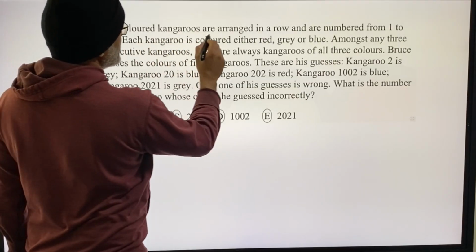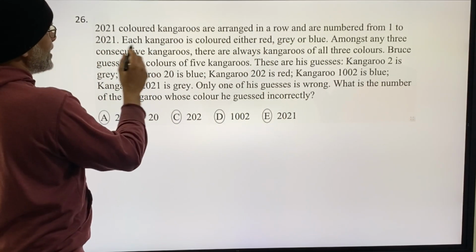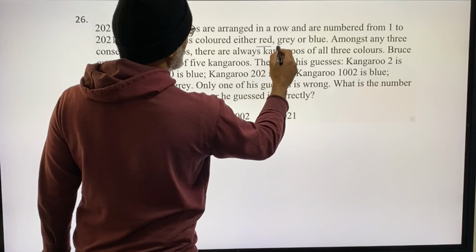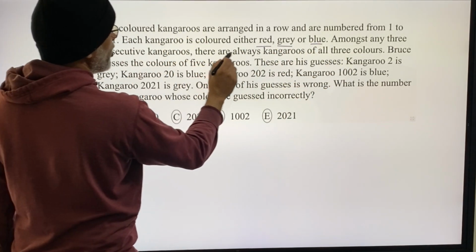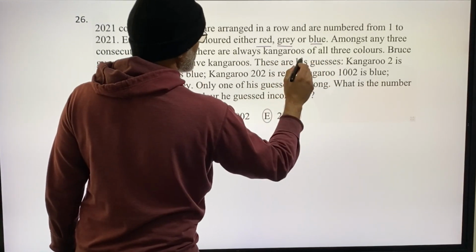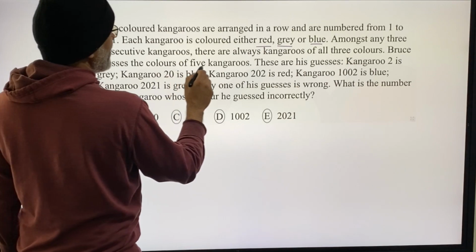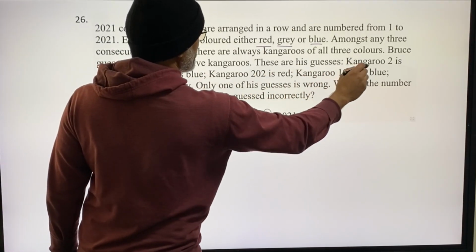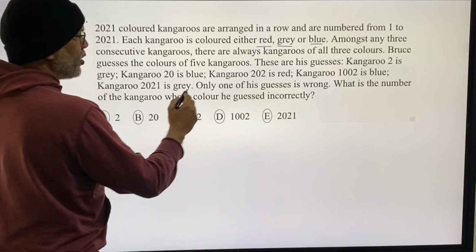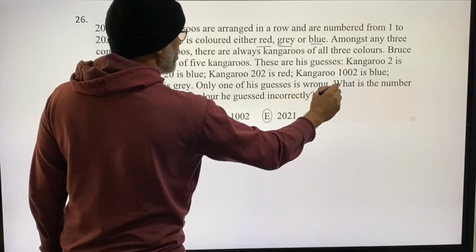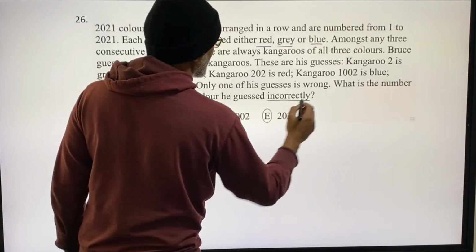2021 kangaroos are arranged in a row and are numbered from 1 to 2021. Each kangaroo is colored either red, gray, or blue. Amongst any 3 consecutive kangaroos, there are always kangaroos of all 3 colors. All right. Bruce guesses the colors of 5 kangaroos. These are his guesses. Kangaroo 2 is gray. Only one of his guesses is wrong. What is the number of the kangaroo whose color he guessed incorrectly?